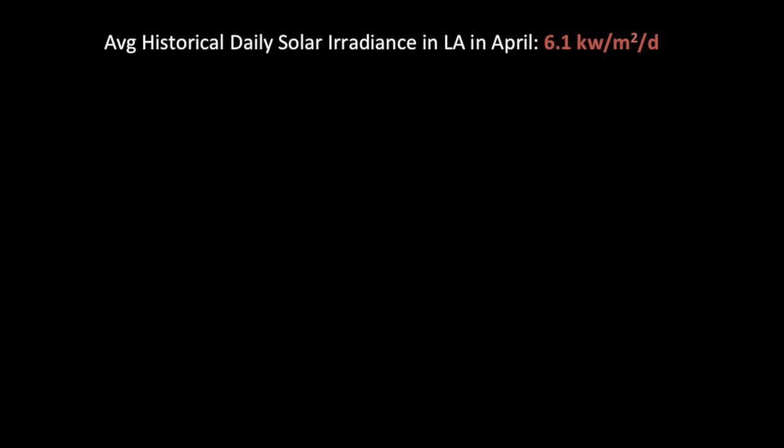Based on national weather records in Los Angeles, the average historical daily solar irradiance in LA on a south-facing panel at a 45-degree tilt is 6.1 kilowatts per meter squared per day. However, we need the number to be per hour rather than per day. Therefore, we can divide 6.1 kilowatts per meter squared per day by 8 hours per day to find 0.7625 kilowatts per meter squared per hour.